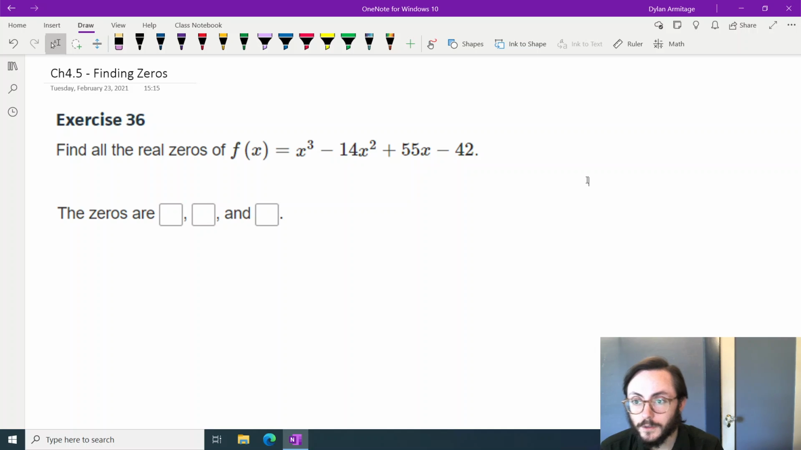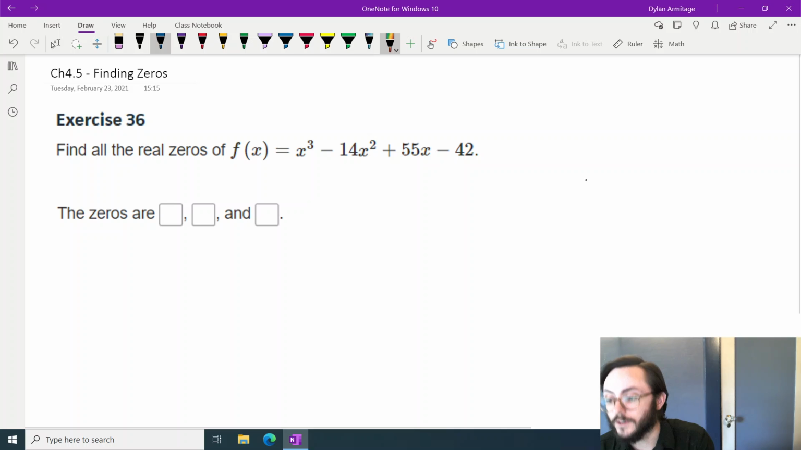Okay, so exercise 36, it's the fourth problem on the homework. Find all the real zeros of f of x equals x to the third minus 14x squared plus 55x minus 42. The zeros are blank, blank, and blank. So we have three zeros that we're going to find.